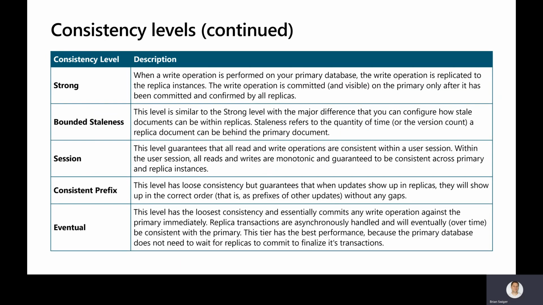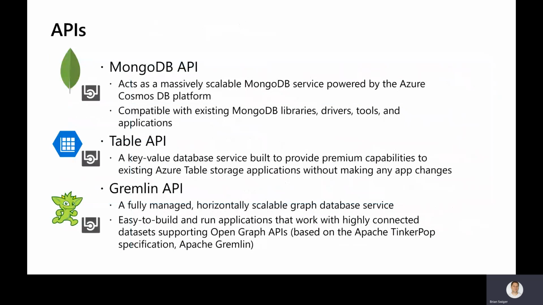Here's a quick description of those consistency levels, direct from the documentation. Again, they range from very strong consistency, where reads are guaranteed to be visible across replicas before a write is fully committed across all those replicas, to eventual consistency, where writes are readable immediately and replicas are eventually consistent with the primary. So understand the differences there and how that impacts your applications.